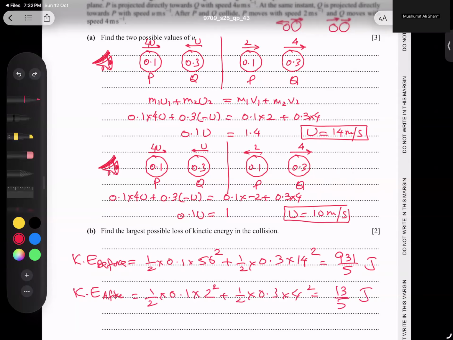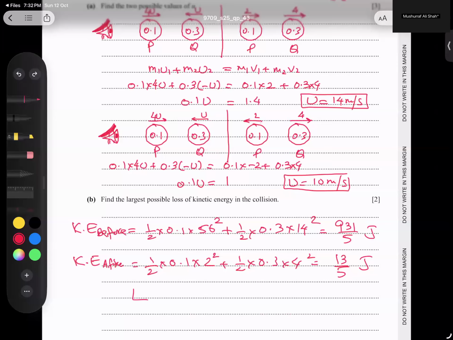Okay, and if I use in the place of u, I put 14, I plug in 10. What happened? Scenario number 2, and where does the loss come from? It comes from subtraction. So before is always bigger and after is smaller, because before collision. So if I subtract, just a minute, 931 over 5 minus 13 over 5.